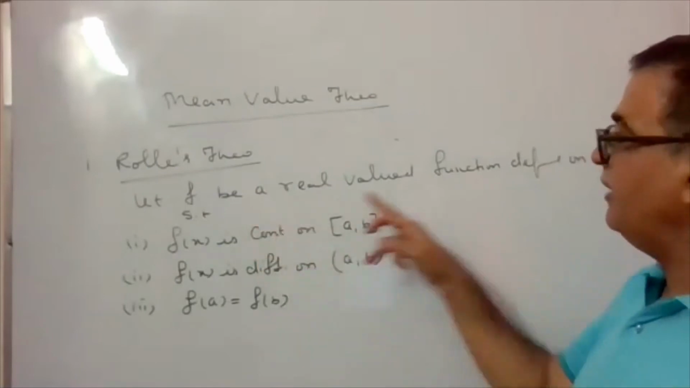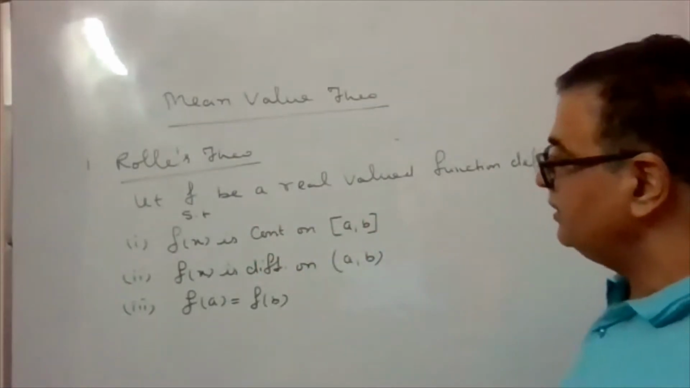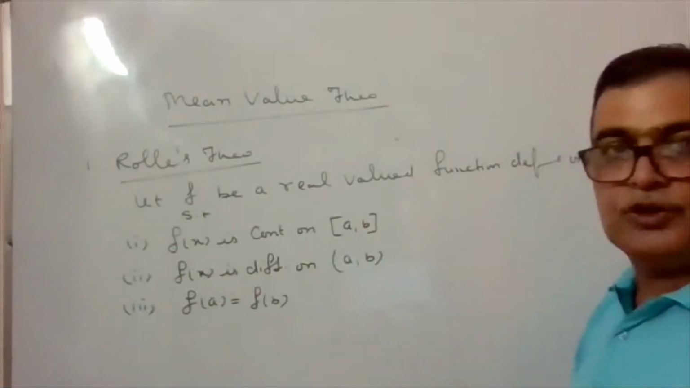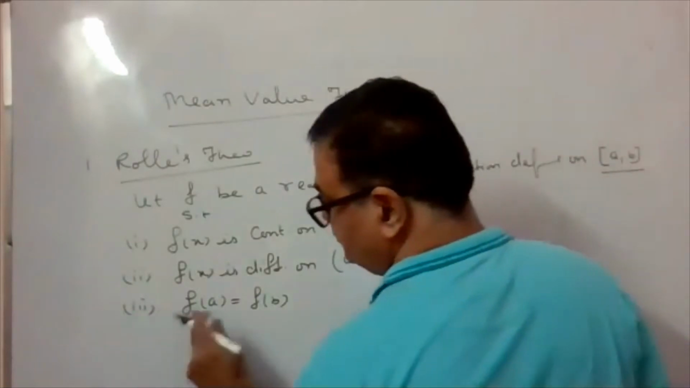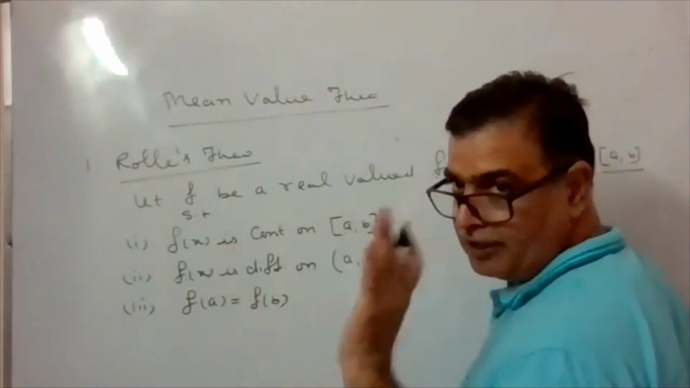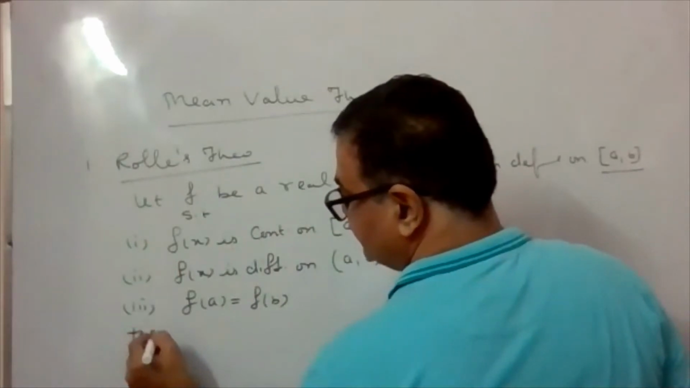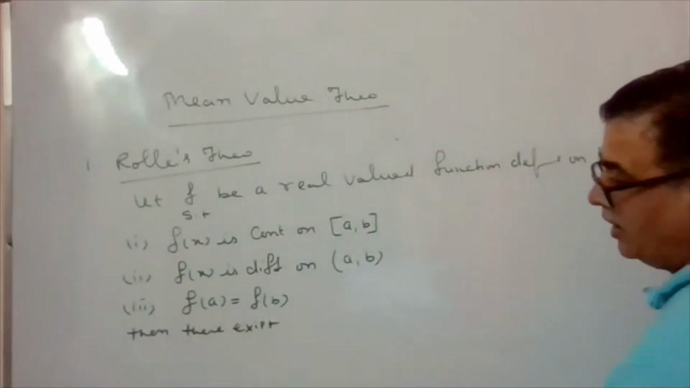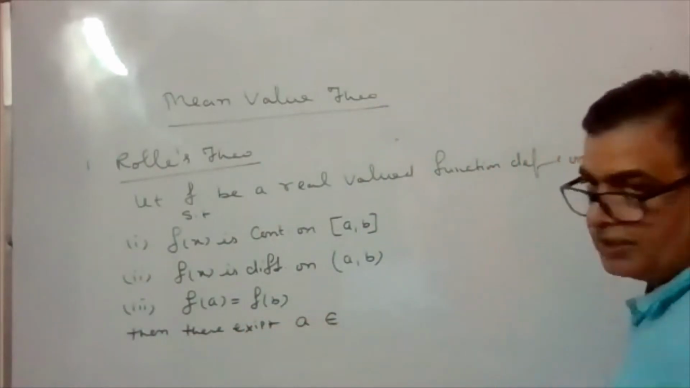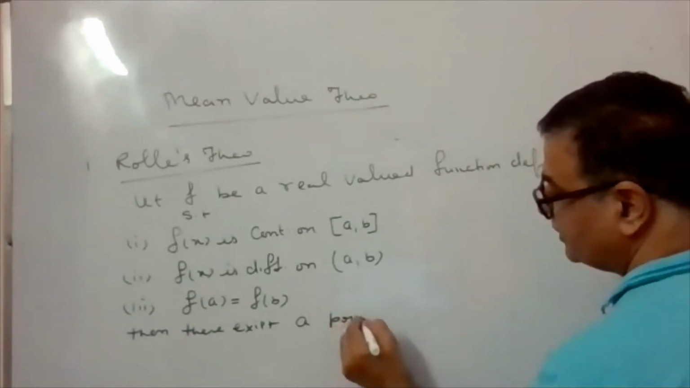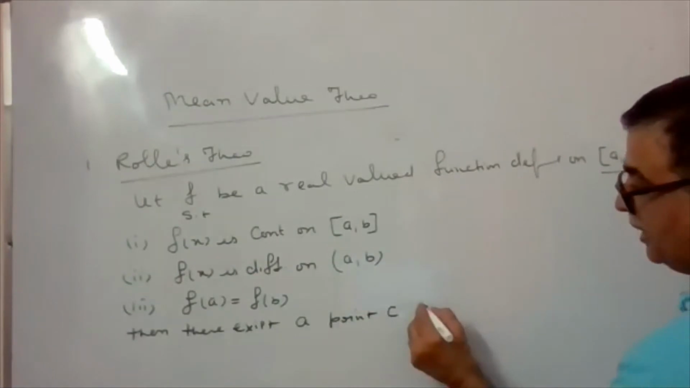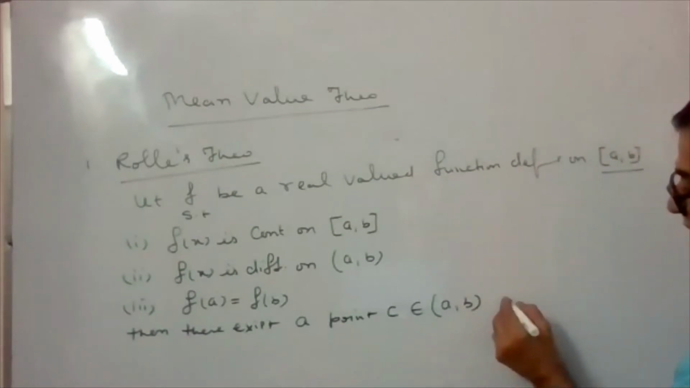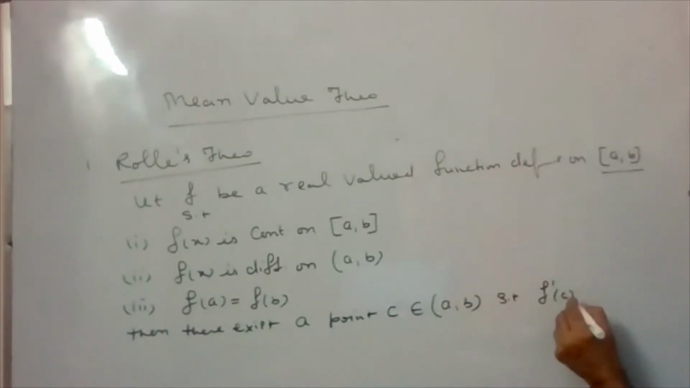One function we have, a real valued function defined on the closed interval [a, b], where the function is continuous on the closed interval [a, b], differentiable on the open interval (a, b), and f(a) is equal to f(b). Then, if these three conditions are satisfied by a function, there exists a point c belonging to the open interval (a, b) such that f'(c) is coming here.